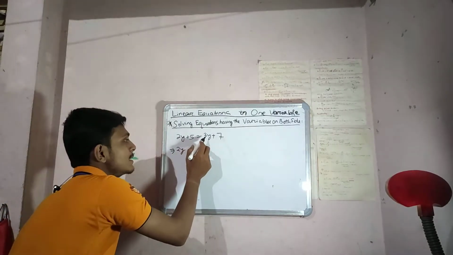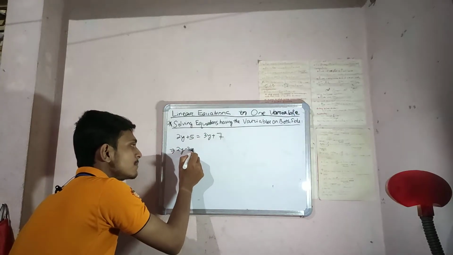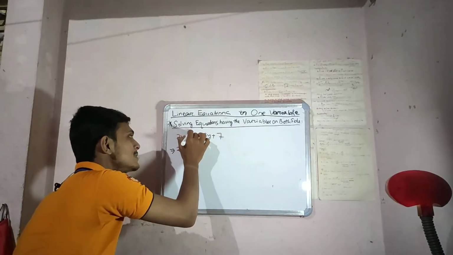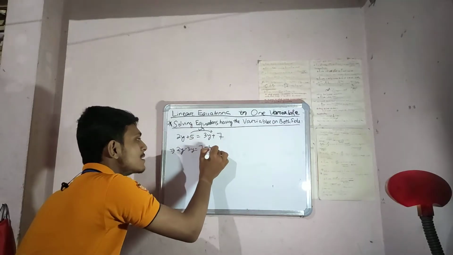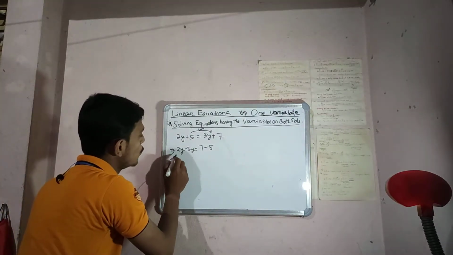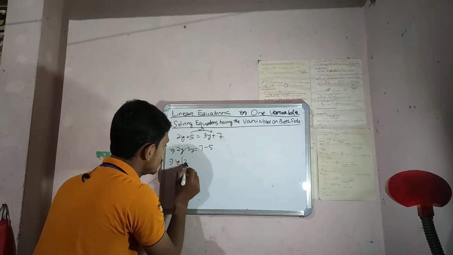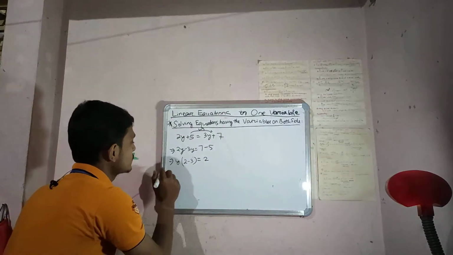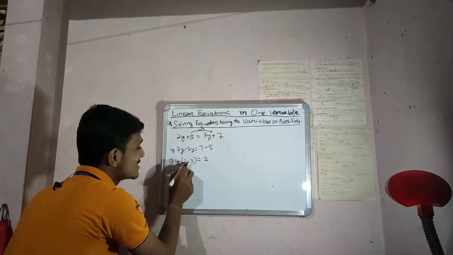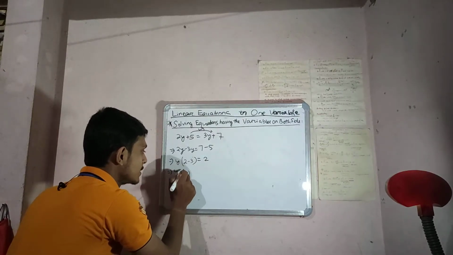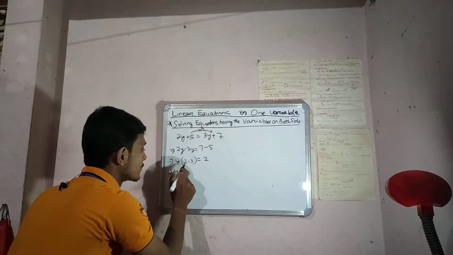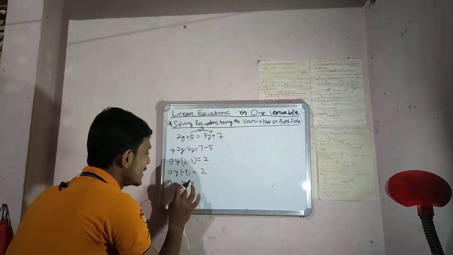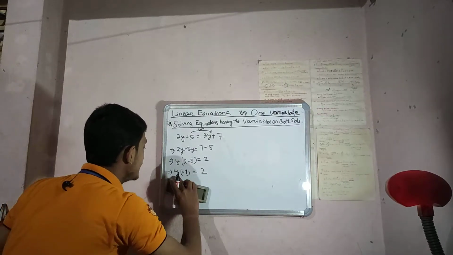So 3y is added, so it is subtracted when it changes the side. Then +7 is here, but when the 5 changes the side, it becomes negative, that is −5. So 2y − 3y, y is taken common, that is 2 − 3, and 7 − 5 is 2. So y, when 3 is subtracted from 2, that is −1. So −y is equal to 2.